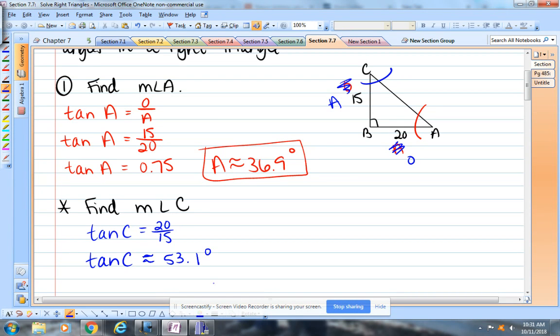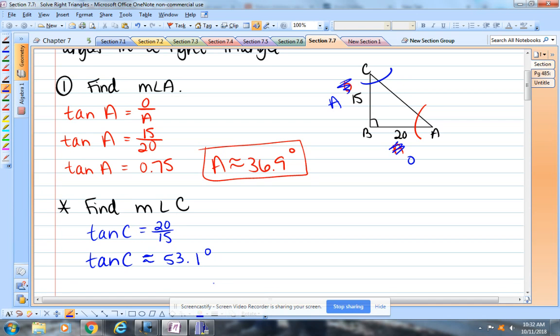So that's exactly how I'm going to check it. We know that C and A have to add together to make 90 so that all three make 180. Correct? If I add these two, do I get 90? Yes, I do. Now, we're rounding, so they might be off by like a decimal point because of rounding, but it should be really close to 90. But these are exactly 90 degrees. Y'all with me? So that was another way I could find it: 180, or just 90 minus 36.9.